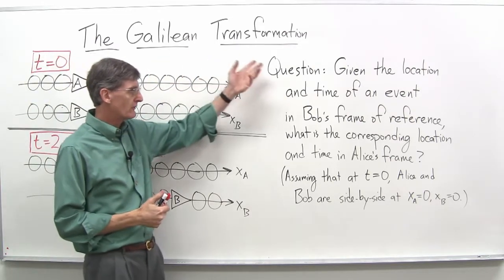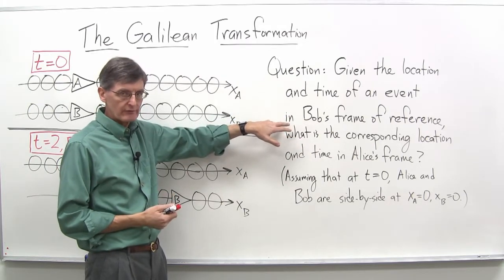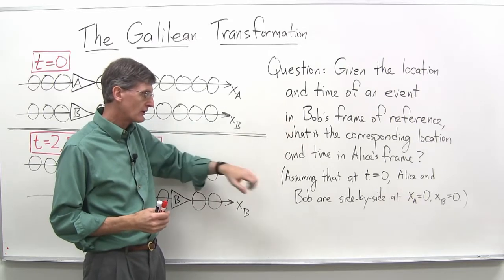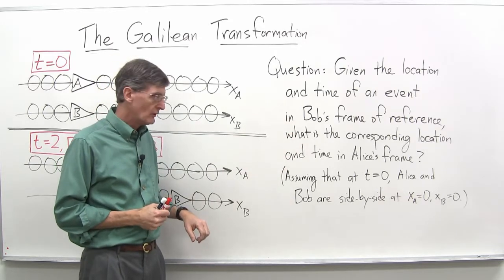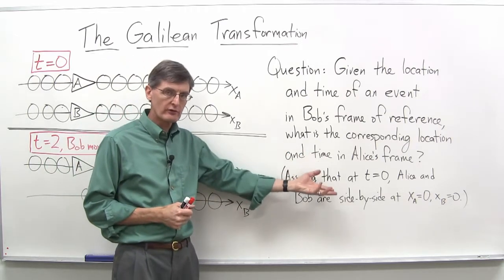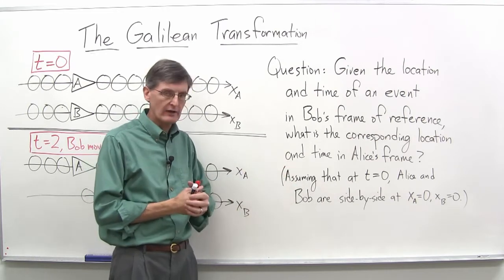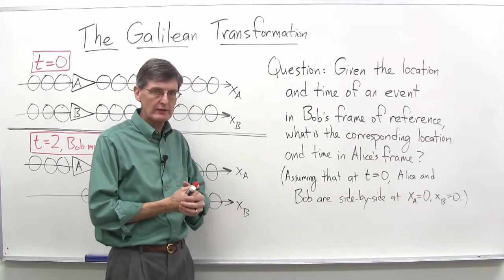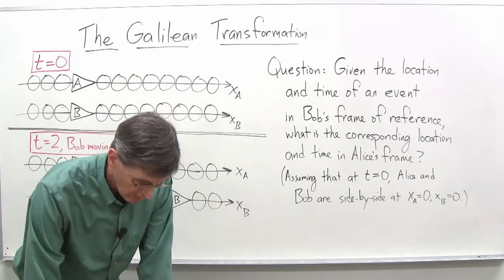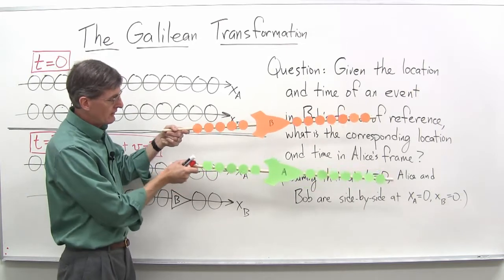This is the question: given the location and time of an event in Bob's frame of reference, okay, we're talking about Alice and Bob again, what is the corresponding location and time in Alice's frame of reference? And we're assuming here, as usual, that at t equals 0, our time origin, Alice and Bob are side by side, xa equals 0, xb equals 0. So that when we start the clocks, they're side by side. Going back to our diagram, we'll put Bob in at the top this time, Alice here.